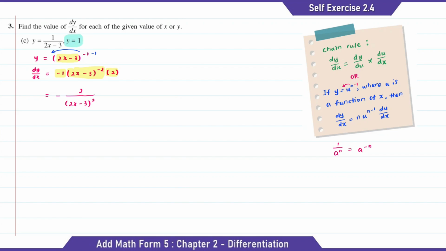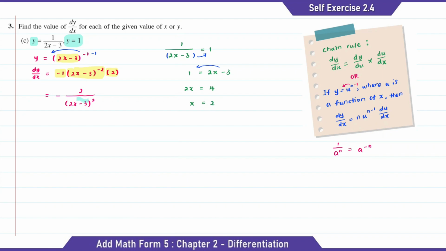So here the value of y given is equal to 1. To find the value of dy/dx, we have to substitute the x. Therefore, we need to find what is the value of x when y is equal to 1. To find the value of x, substitute the y here with 1. Then 1 over 2x minus 3 is equal to 1. Then 1 is equal to 2x minus 3. Then 2x is equal to 1 plus 3, which is 4. Then x is equal to 4 divided by 2, which is 2.